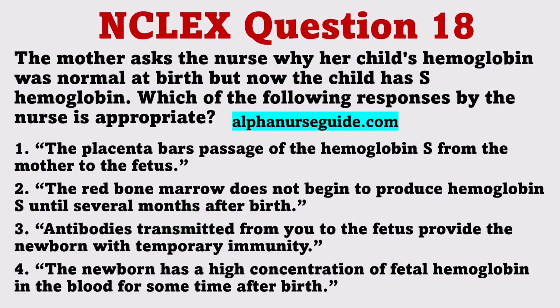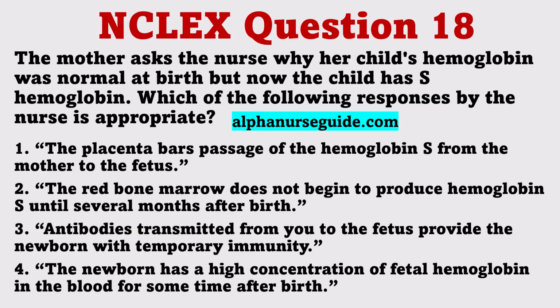The mother asked the nurse why her child's hemoglobin was normal at birth, but now the child has S hemoglobin. Which of the following responses by the nurse is appropriate? 1. The placenta bars passage of the hemoglobin S from the mother to the fetus. 2. The red bone marrow does not begin to produce hemoglobin S until several months after birth. 3. Antibodies transmitted from you to the fetus provide the newborn with temporary immunity. 4. The newborn has a high concentration of fetal hemoglobin in the blood for some time after birth.